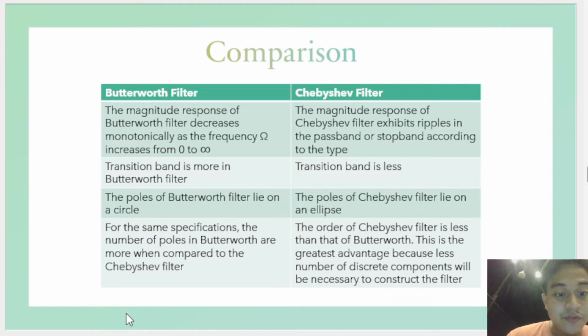For the same specification, the number of poles in Butterworth are more when compared to the Chebyshev filter, and the order of Chebyshev filter is less than that of Butterworth. This is the greatest advantage because less number of discrete components will be necessary to construct the filter.